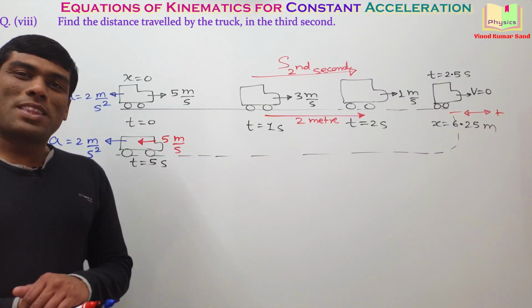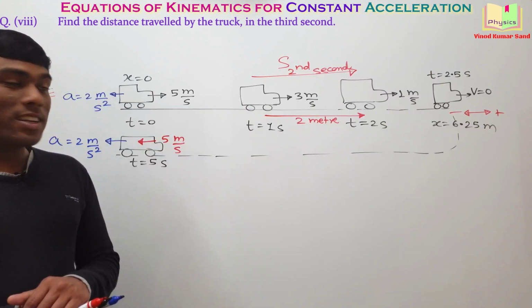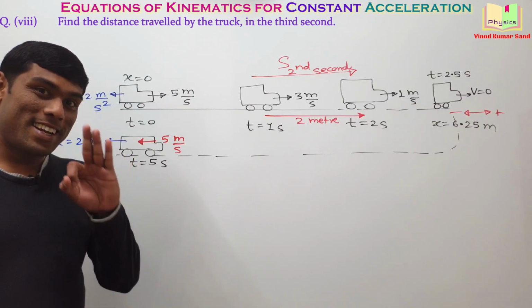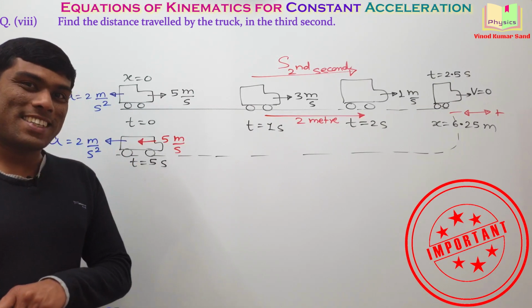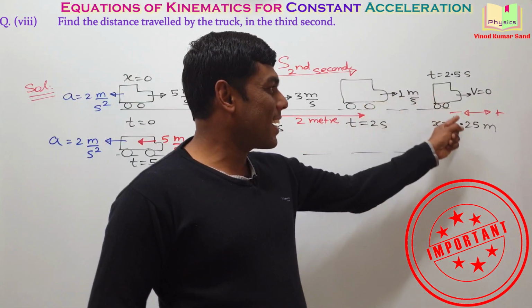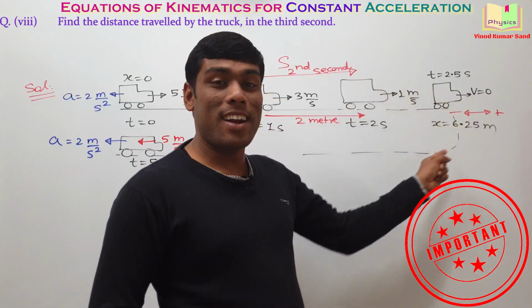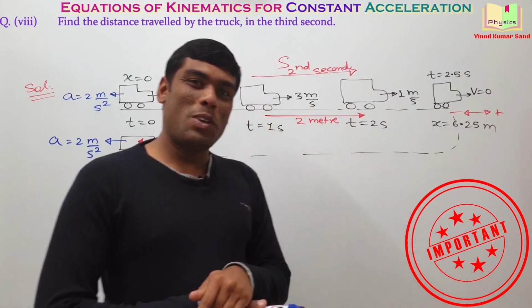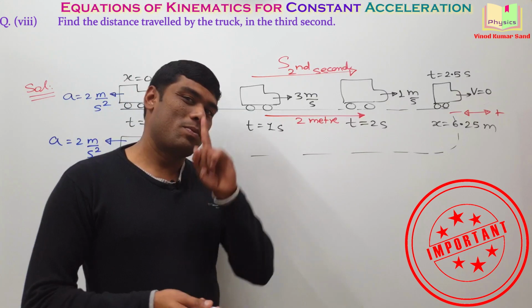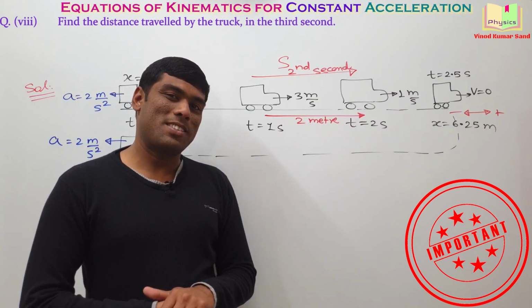Now let's talk about the 8th part. Now we need the distance traveled in the 3rd second. It's a brilliant question. During the 3rd second interval, there is a turning back. So can we use the formulas of the displacement for the calculation of distance traveled? Answer quickly in the comment box.